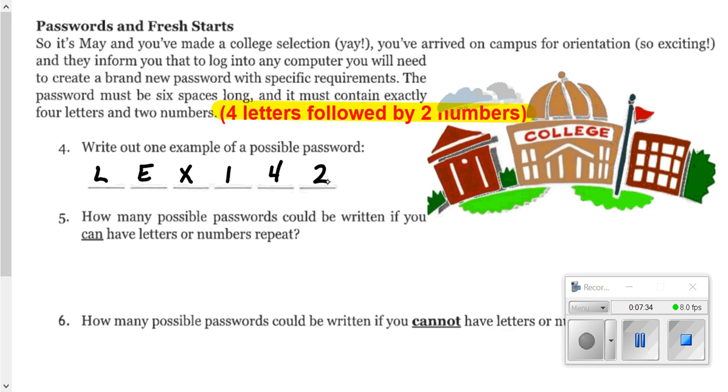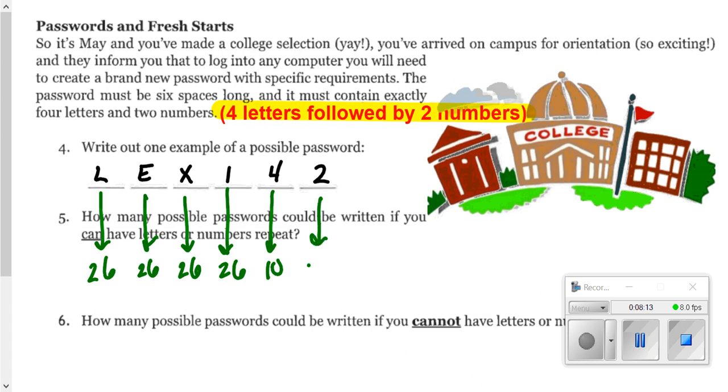Okay, so the math question of this is how many possible passwords could be written if you are able to have repeats. Like, let's say I could have XXXX or 77 as my number at the end, right? So if you can have repeats, then there are 26 different letters of the alphabet, and all 26 of those letters are available for each of these. And then how many different digits are there? If you said 9, you're close to right. There are 10 digits, right? Because you can have a 0. So this could be 10 different options, and this has 10 different options.